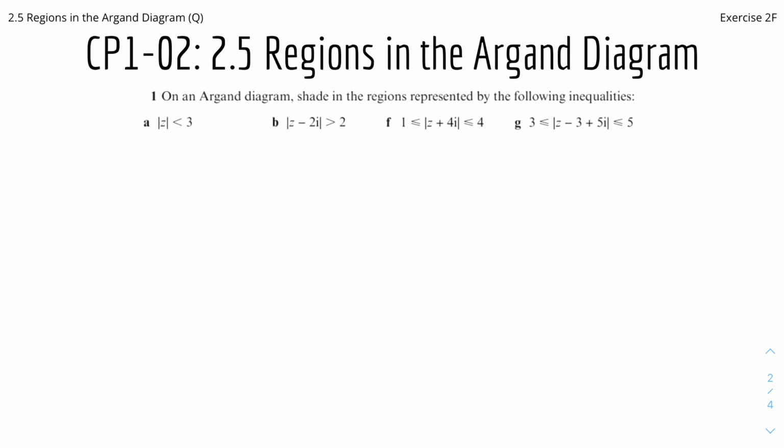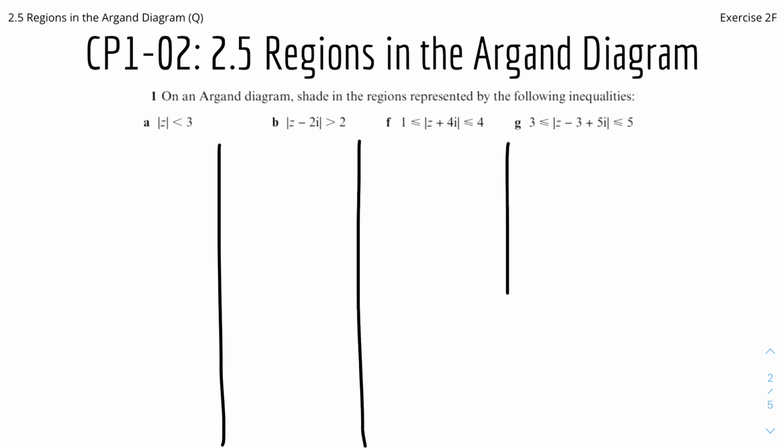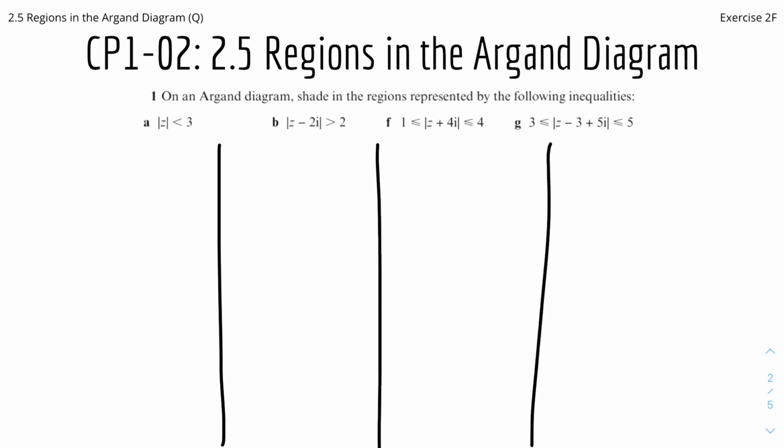On an Argand diagram, shade in the regions represented by the following inequalities. So we have 4 inequalities, so I'll split into 4 different sections: 1, 2, 3, and 4. So for the first one, it's just the modulus of z is less than 3.